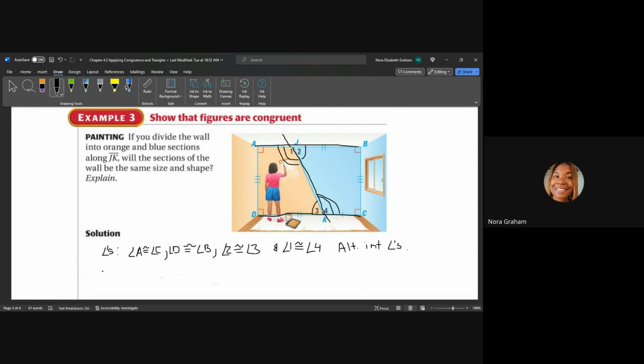Now let's do our sides. Let's look at our corresponding sides, right? For sides, they give us some annotations, which can help us out a lot. So let me get rid of the ones that I used to find our angles. For this one, AJ is congruent to KC. That's just because they both have that one tick mark. So they gave us that those are congruent. So AJ is congruent to CK.